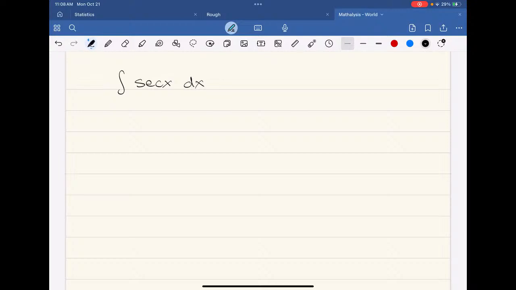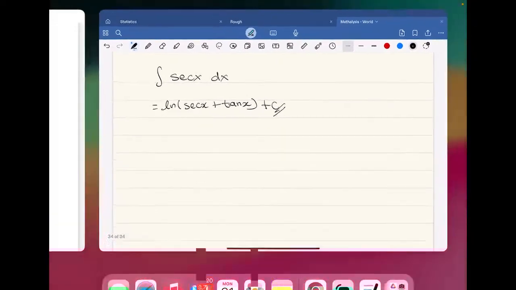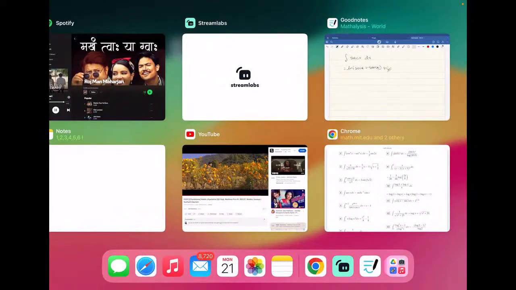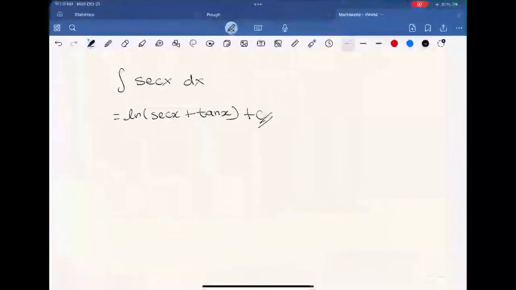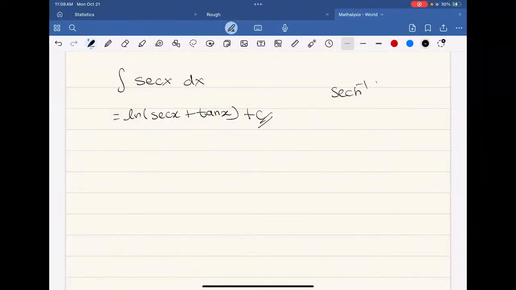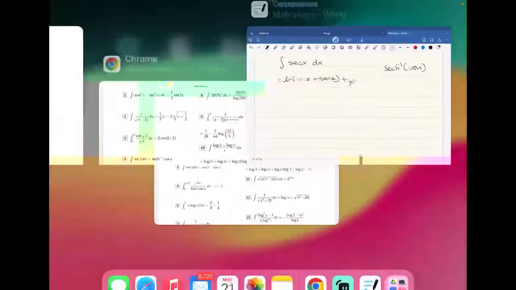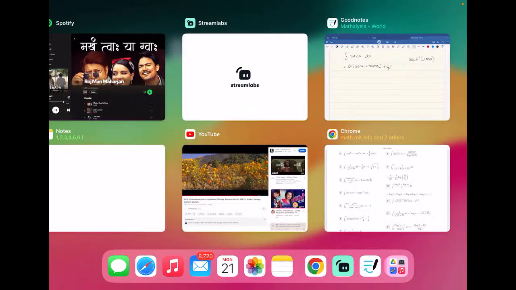Okay, now let's do this one. So we definitely have a direct formula for sec x, which is ln of sec x plus tan x, and that solves the problem easily, right? But let's try to get the answer that's over here, which is sech inverse of cos x.